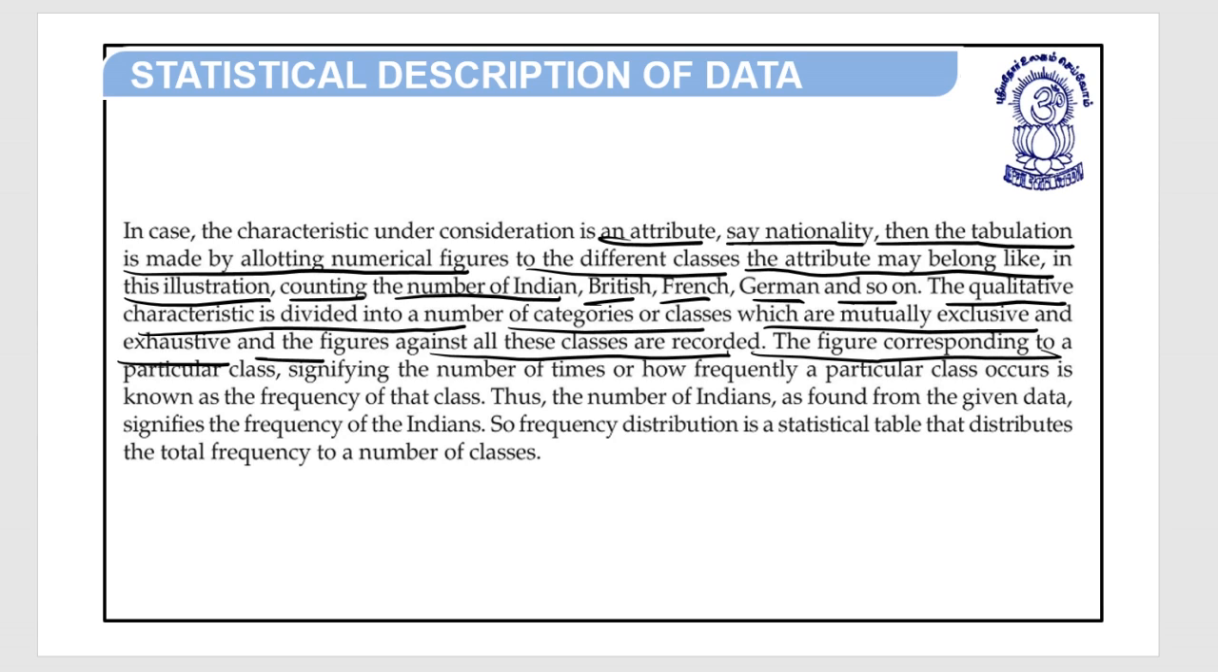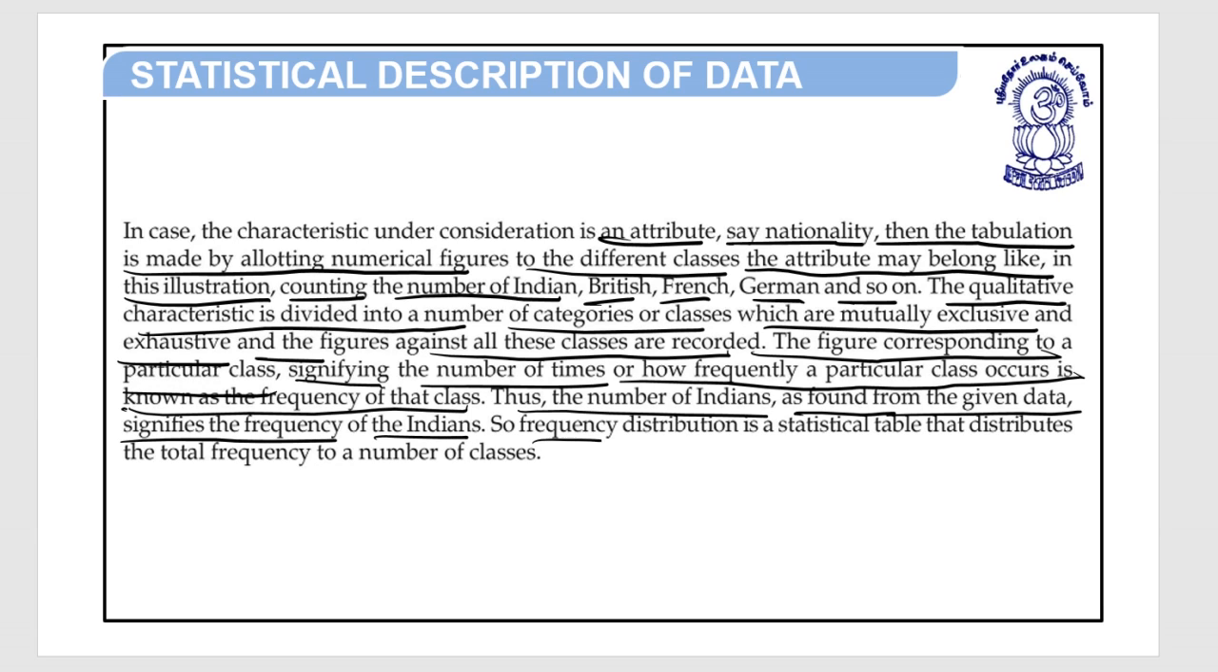The figure corresponding to a particular class, signifying the number of times or how frequently a particular class occurs, is known as the frequency of that class. Thus, the number of Indians found from the given data signifies the frequency of the Indians. So frequency distribution is a statistical table that distributes the total frequency to a number of classes.